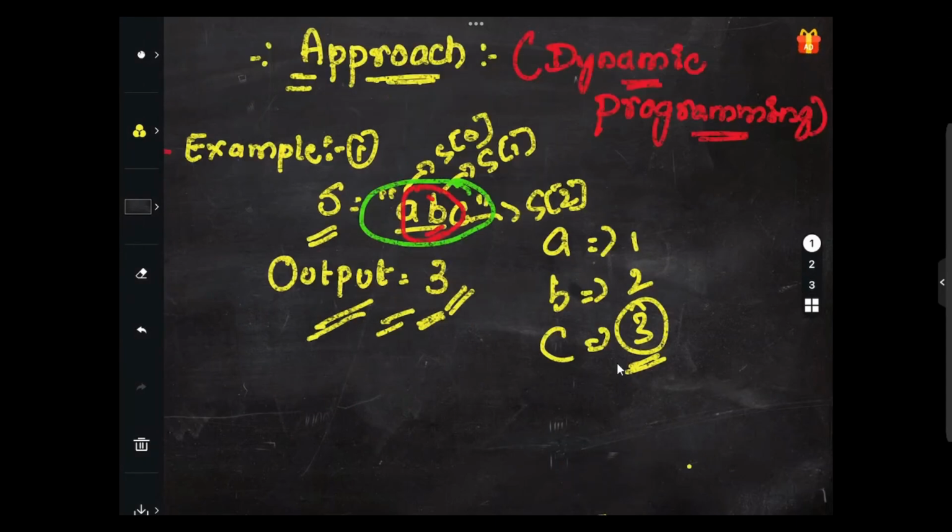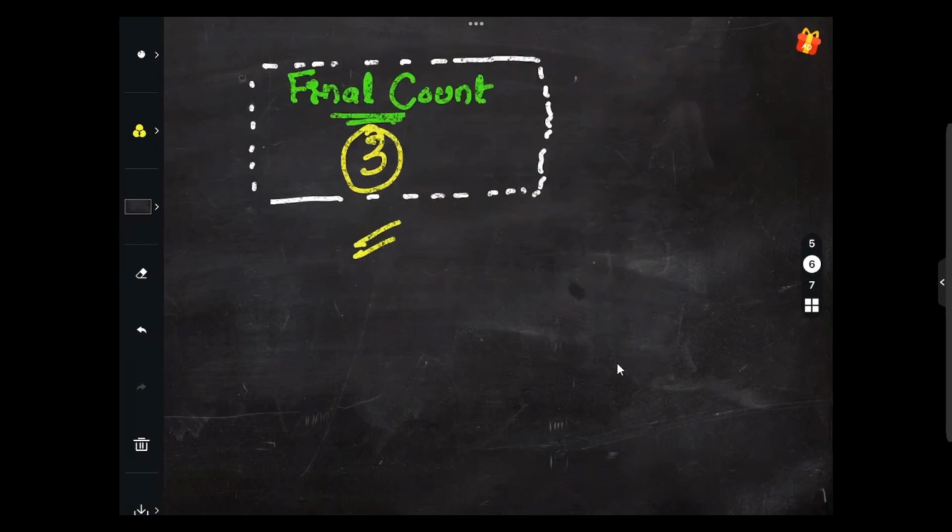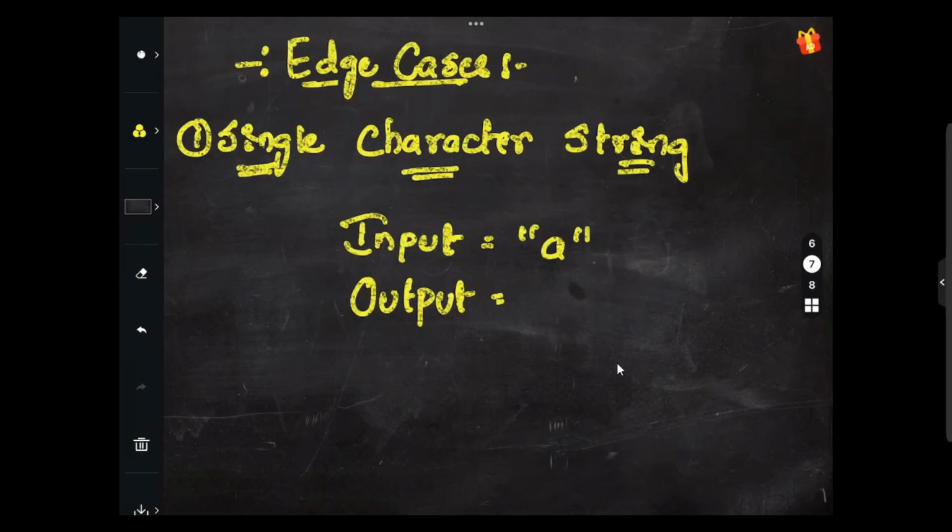This one is abc 3, and the final count that we got here is 3 as well. So this approach works absolutely correct. This is the approach that we will be going with, right? So I hope the approach is completely clear. Let's discuss the edge cases one by one.